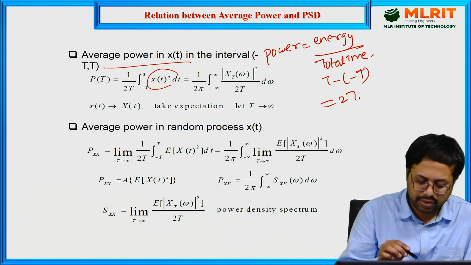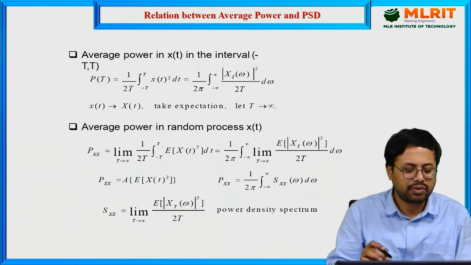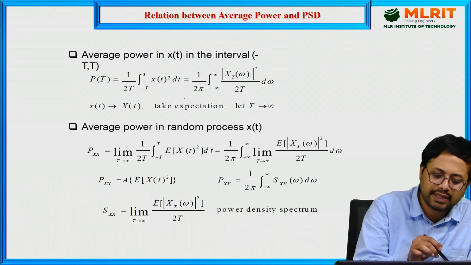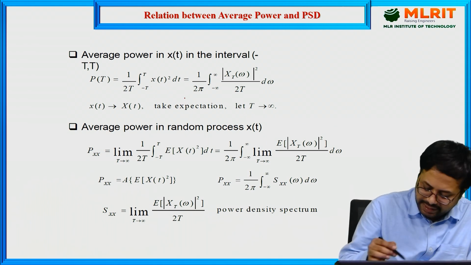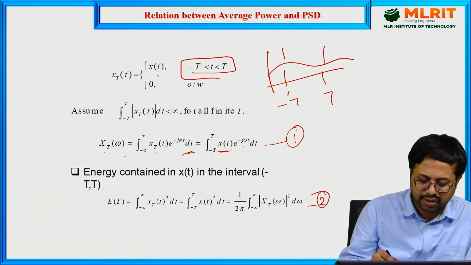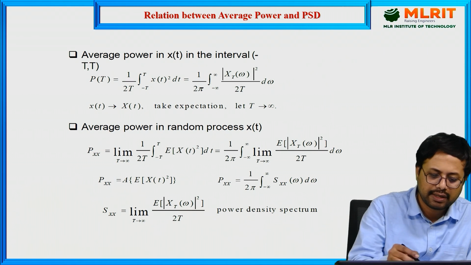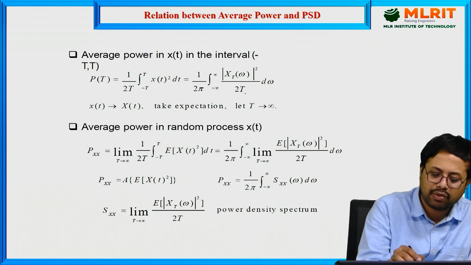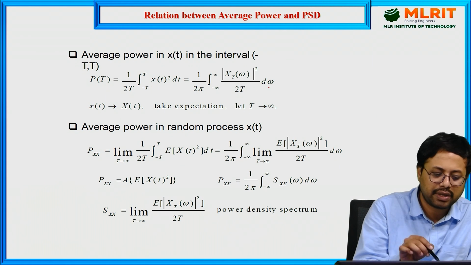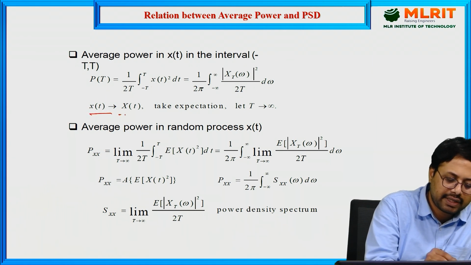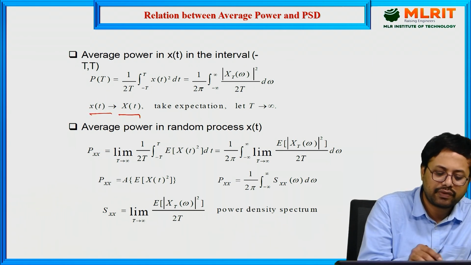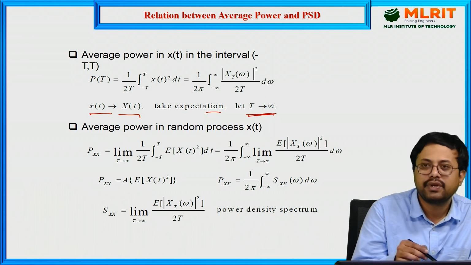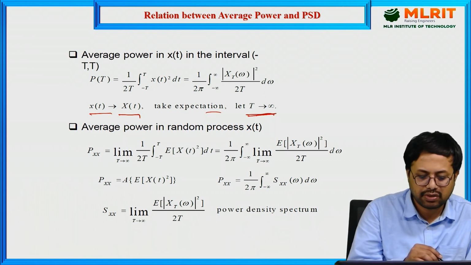Then 1 by 2t integral from minus t to t of x_T(t) whole square dt. Now you substitute that same thing in terms of the frequency domain also. Then you get 1 by 2 pi integral from minus infinity to infinity of |X_T(omega)| whole square by 2T d omega. If x_T(t) equals x(t), take expectation, where T tends to infinity.